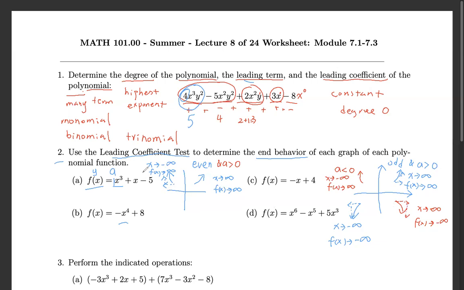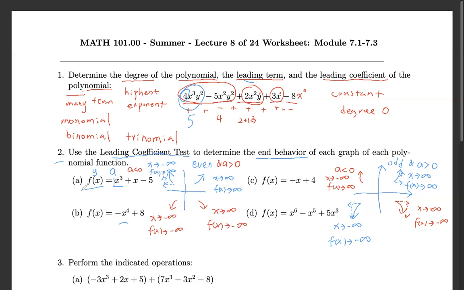And for even degree, if the leading coefficient is negative, we have this. Right? And this is when x goes to negative infinity, the function value also goes to negative infinity. This is when x goes to positive infinity, the function value goes to negative infinity. We have those four situations.